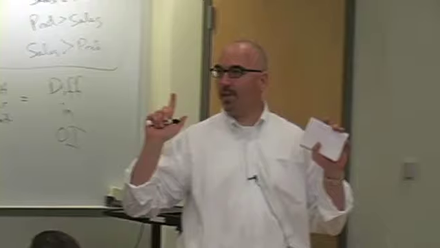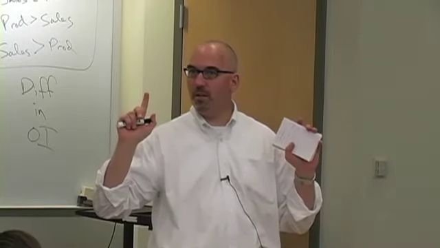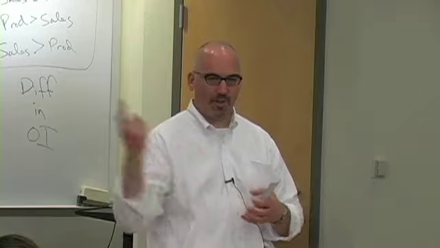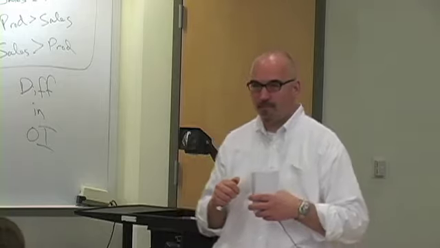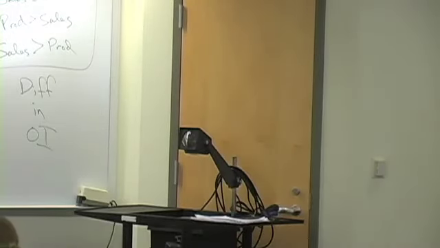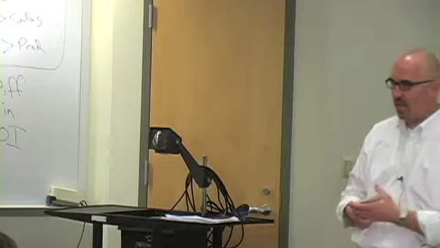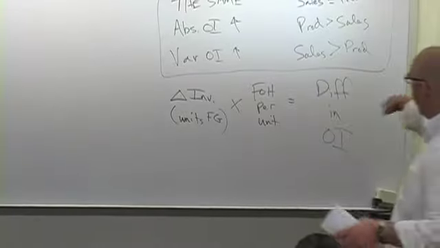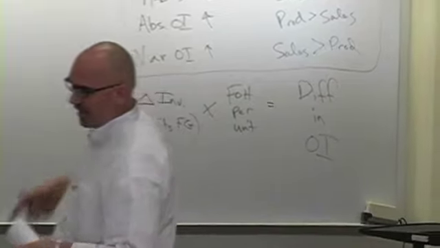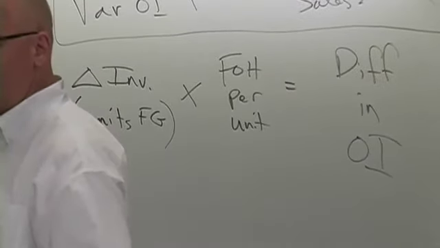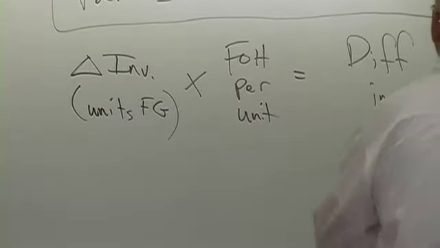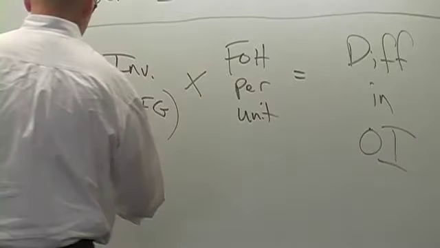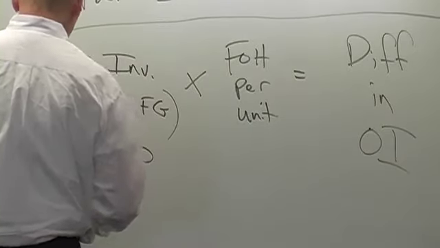Now, let's check to see if we did this right. See that formula on the right? What's it say, Chance? Change in inventory times fixed overhead per unit equals difference in operating income. Okay, let's see if that works out. Jackie, pick one of the two numbers on the left side of the equal sign: change in inventory or fixed overhead per unit. The change in inventory. Change in inventory is how many? 1,000.